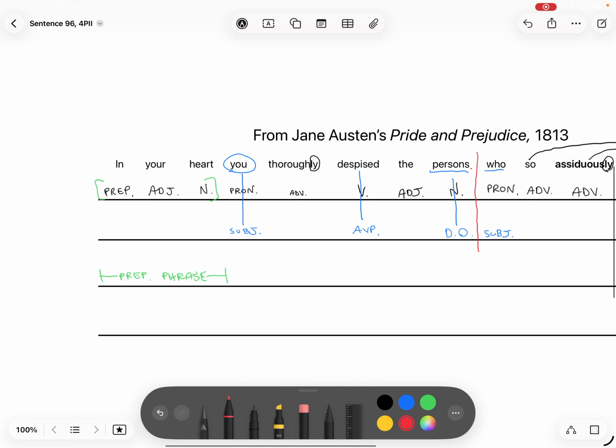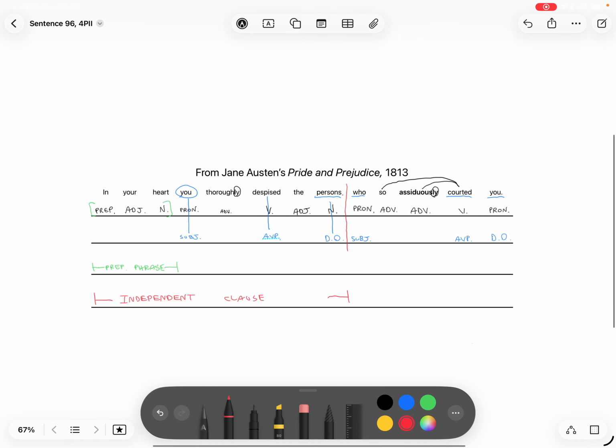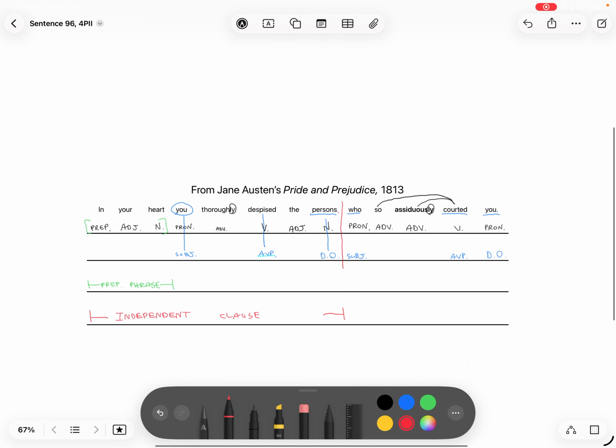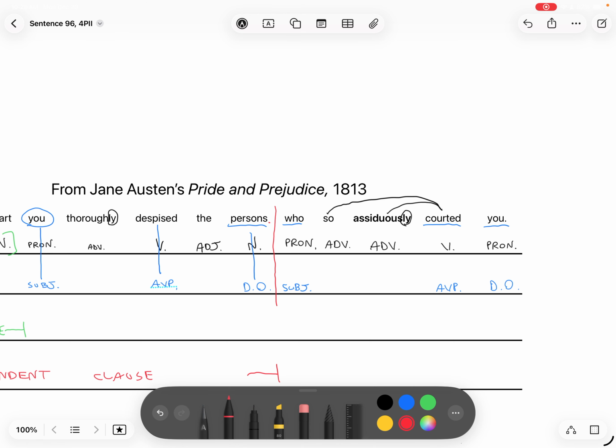So we can say right here that we have one independent clause. That's our first clause. And this clause starts from the very beginning of the sentence, and it goes right up until the end of persons there. It breaks off. Okay, that's our first clause. And next we have the whole rest of the sentence here, the remaining 5 words. Who so assiduously courted you?